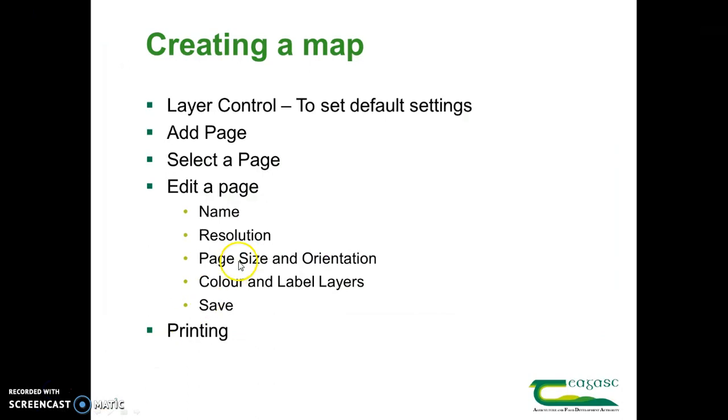We will now proceed to create a map. We will look at a number of steps, setting layer control to set the default options. We will then add a page. We'll select that page and then edit it by changing the name, the resolution, the page size and orientation, the color and label layers. We'll then save that, and finally we'll print the map.